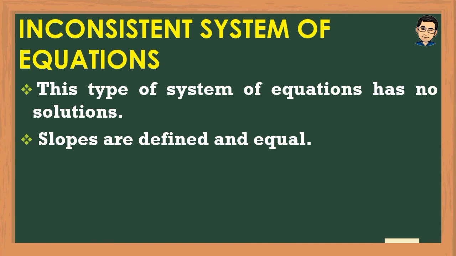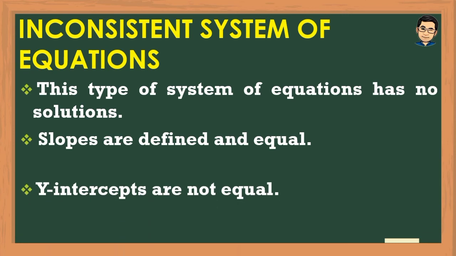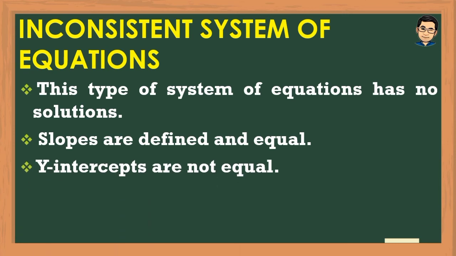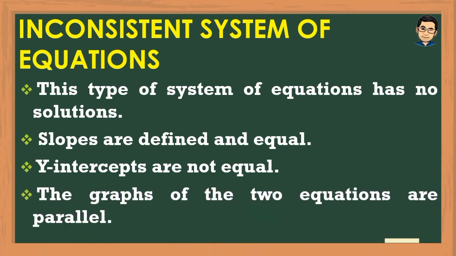Slopes are defined and equal. Okay, pareho po yung slope. And then, y-intercepts are not equal. So, though slopes are equal, y-intercepts are not equal. And then, the graphs of the two equations are parallel. Okay, so pag sinabi kasi nating parallel lines, these are lines that do not meet, do not have intersection point. Okay, so hindi sila nagmi-meet, hindi sila nagkakasalubong.